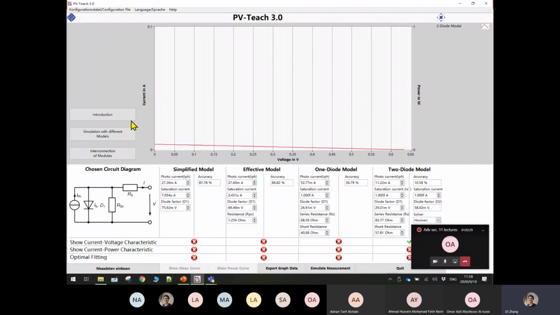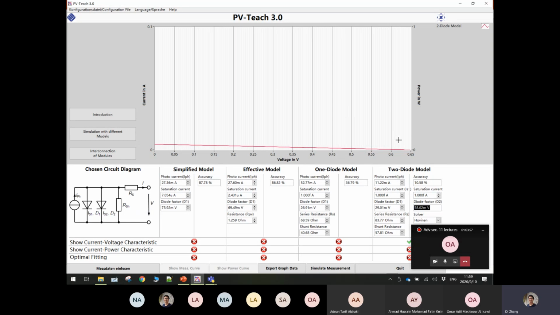You can see that we have a diode number 1. You can define the diode factor, which is related to the ideality factor. The other one is the saturation current for the first diode, the saturation current for the second diode, and then the ideality factor related parameter for the second diode. So in this case, you can define a more complex solar cell model from here.